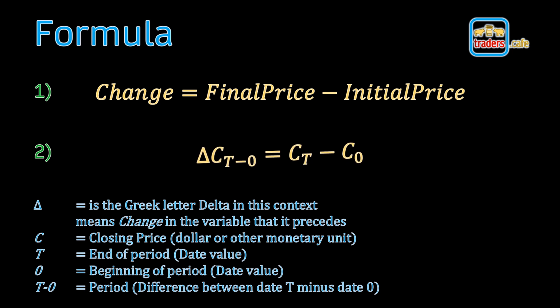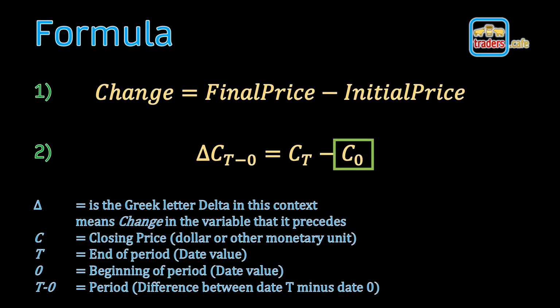In this formula, we've got some Greek symbolism, and we're talking dollars and dates. So, here's the scoop. Delta C subscript T minus 0. This is our hero, the Greek letter delta, denoting change in a variable. It's like the chameleon of finance, telling us how things transform. C subscript T, or CT. Now, this is where the action happens. It's the closing price at the end of some period, and I'm talking cold market price. It's where the financial rubber meets the road.